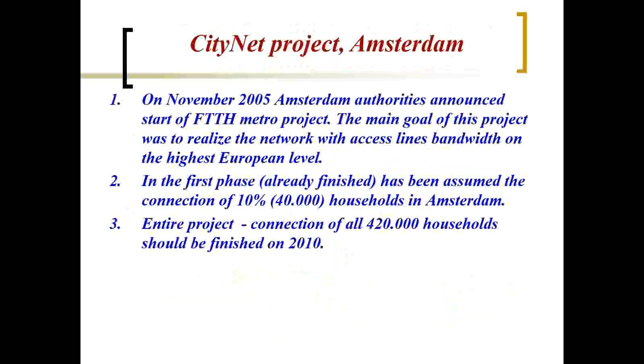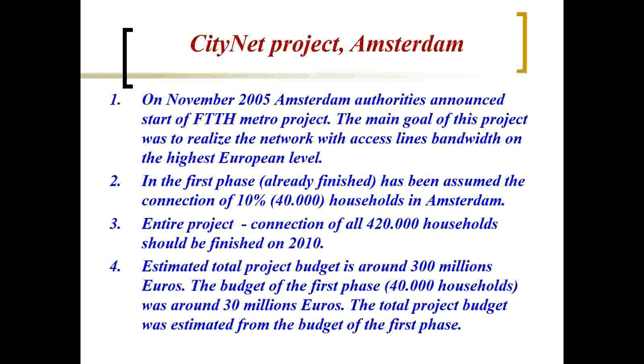And another example is the CityNet project from Amsterdam. In November 2005, the Amsterdam authorities announced this FTTH metro project. The main goal of it was to build a network with an access line bandwidth of the highest European level. In the first phase, it was assumed that they would connect 10% of households in Amsterdam, which was 40,000 households. The entire project was assumed to connect 420,000 households, and it was to be finished in 2010.